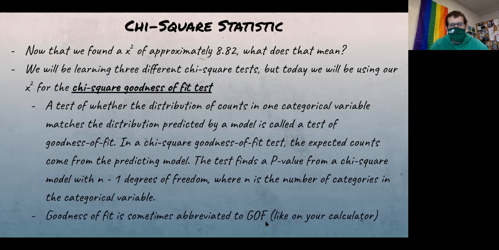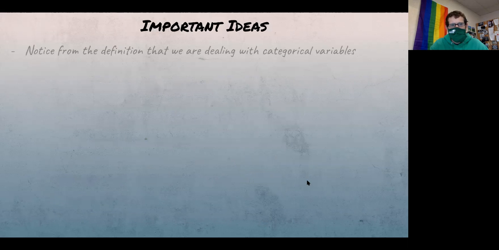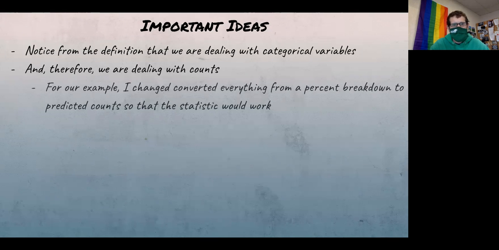So when you look at this in your calculator, you're going to see GOF, goodness of fit. Okay, we are dealing with categorical variables with this. So therefore, we're dealing with counts. So at the beginning, I gave you a percent breakdown. If I go back to the beginning, if you remember, Benford's law said 30.1% all the way down to about 5%. But we can't deal with percents when we're working with chi-square. Now we need to work with counts, the expected counts.